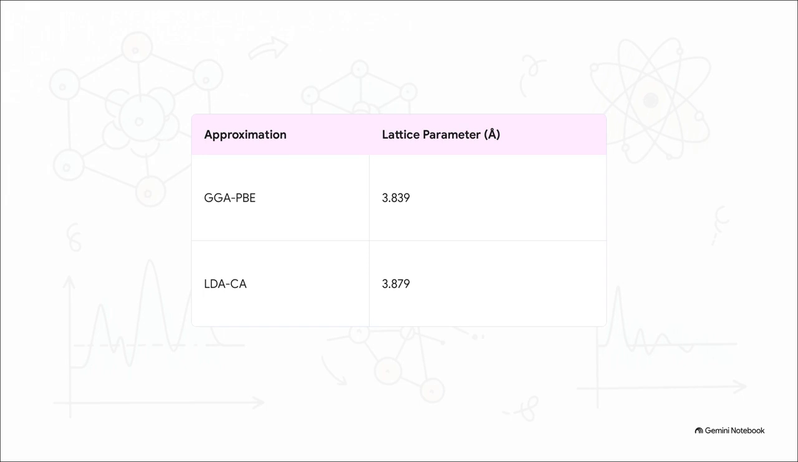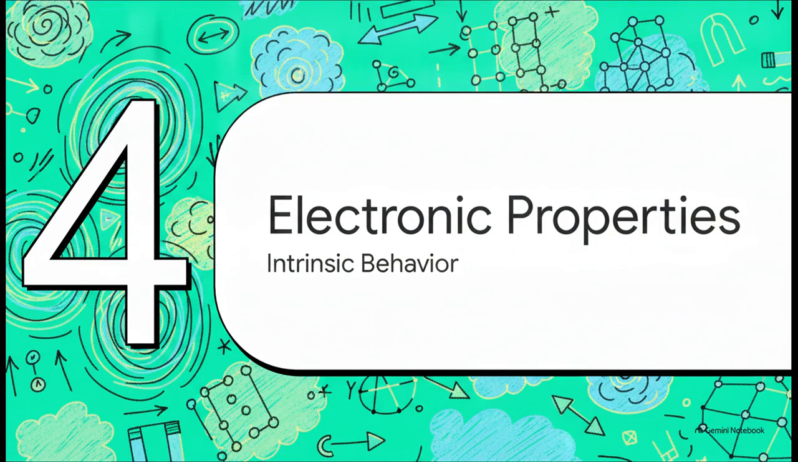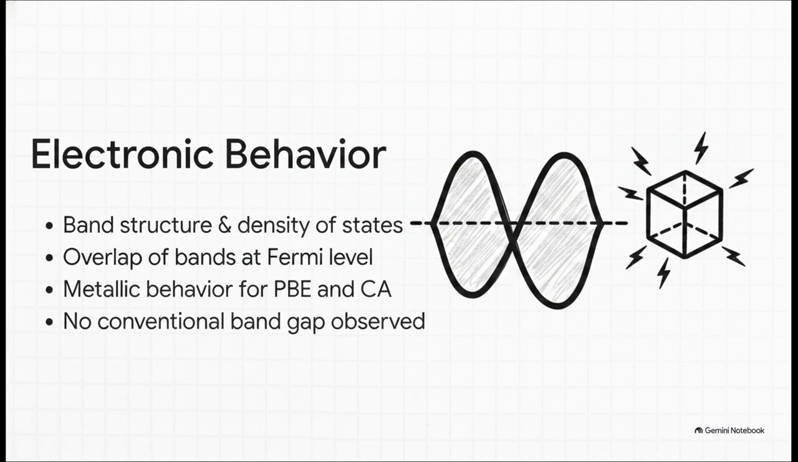With that structural baseline firmly locked in, we got the green light to dig deeper into the electronic and optical testing phases. Which brings us to Section 4, Electronic Properties. All right, so with the structure established, we mapped out the band structure and the density of states. And this was a real aha moment for our team. Under both the PBE and CA approximations, we observed a very distinct, undeniable overlap between the valence and conduction bands, happening exactly at the Fermi level.